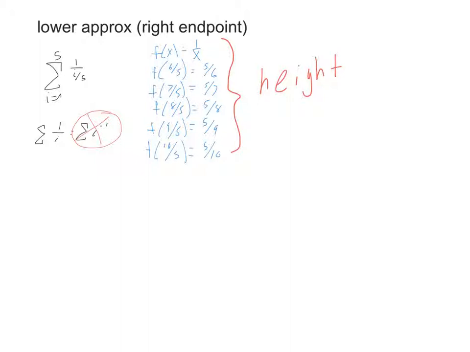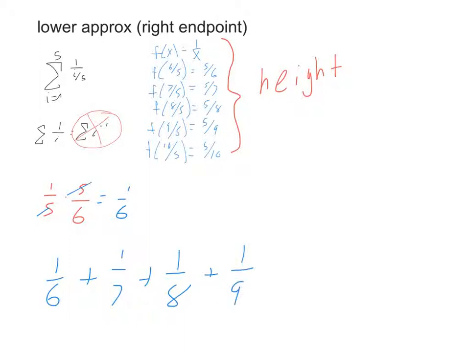So if I start multiplying them, well, 1/5 times 5/6, and I'll show that in case you didn't see it before, conveniently it's going to equal 1/6. 1/5 times 5/7 is 1/7, and you can kind of catch the pattern. And that's why I left it as 5/10, so I can see those 5's canceling. And I get my lower approximation to be 0.646. So that was my lower approximation, okay?